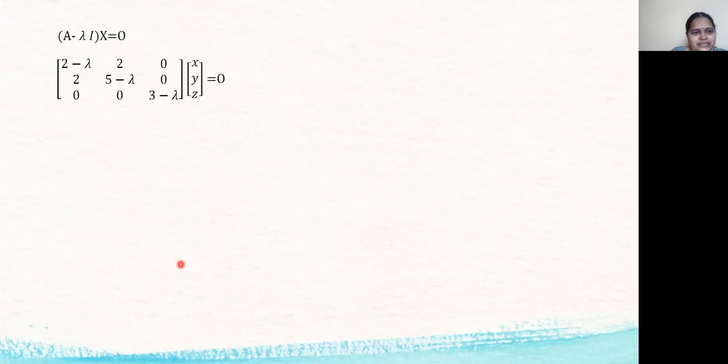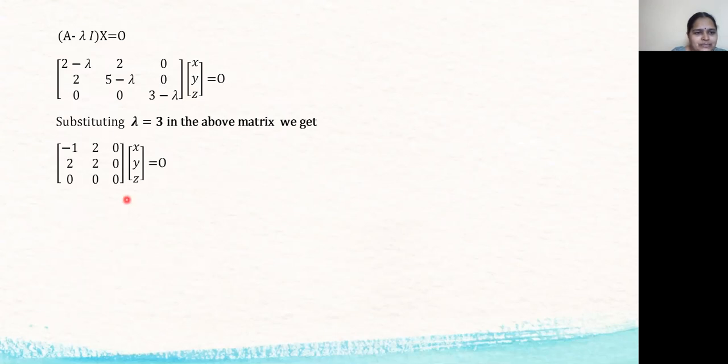Now we find the eigenvector corresponding to lambda equal to 3. Again we take A minus lambda I into x equal to 0. That matrix we will write, A minus lambda I. In place of lambda we substitute 3 here. Now what do we get? 2 minus 3 is minus 1. Remaining elements are same: 2, 5 minus 3 is 2. Remaining elements are same. Third row is 0, 3 minus 3, 0 we get.